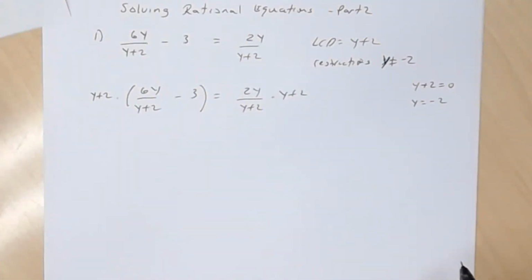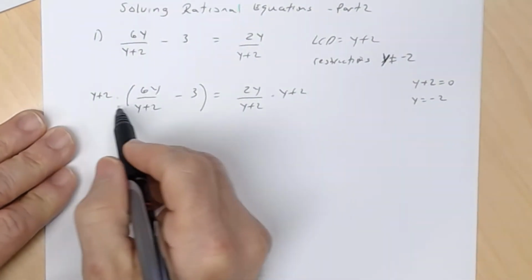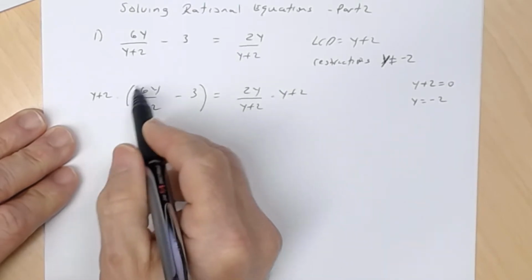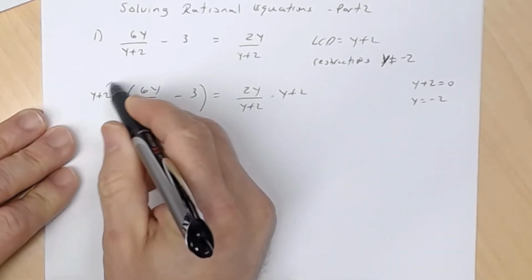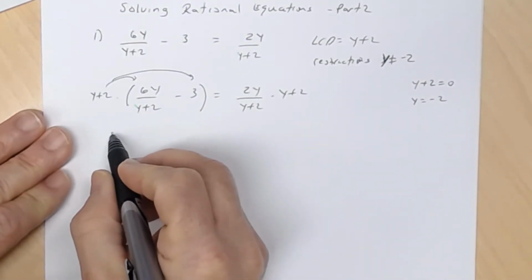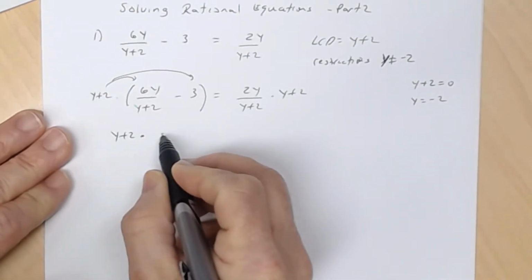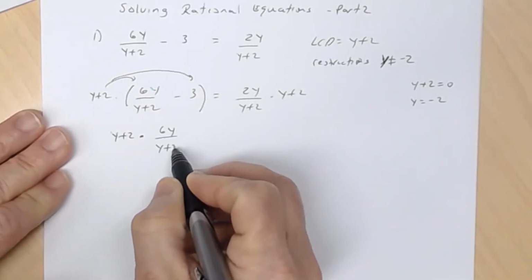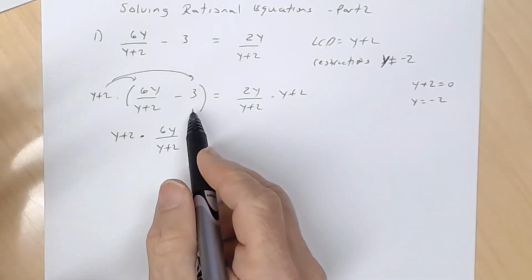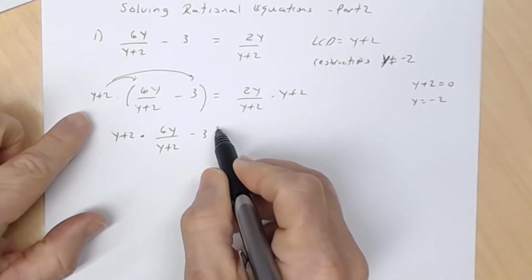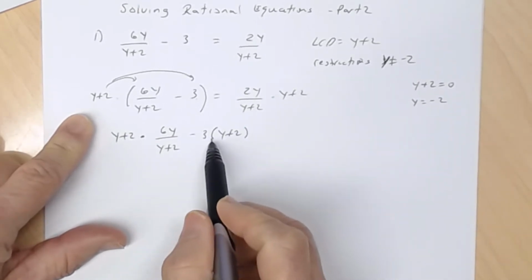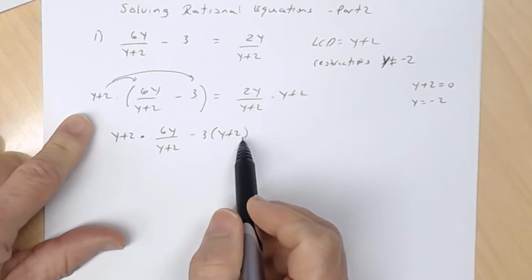Now, next step, remember, was to distribute. Don't reduce first. We saw that was mathematically incorrect, because not only is this being multiplied by y plus 2, but so is the 3. Now listen carefully to this. Write it just like I'm doing. You're saying y plus 2 times 6y divided by y plus 2. See how that looks? Minus, now here's where you're going to have to do what I'm telling you, 3 times, in parentheses, because this has been multiplied by y plus 2, put parentheses around y plus 2. Because if you don't, you're going to say this is minus 3y plus 2, and it's not supposed to be.